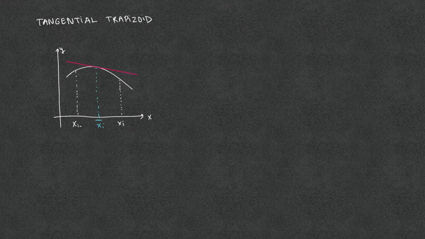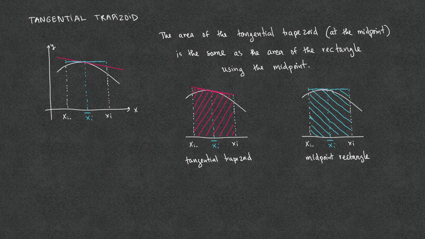Tangential trapezoid. Using the tangent line to the curve at the midpoint, we can draw a trapezoid that has the same area as the rectangle using the midpoint. This trapezoid is called the tangential trapezoid. Moving forward, we use the tangential trapezoid to describe the midpoint rectangle since they have the same area.